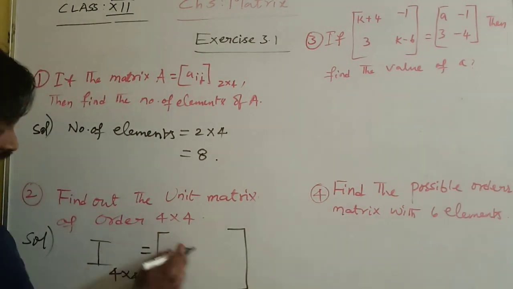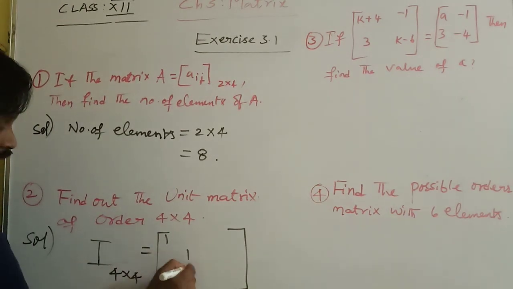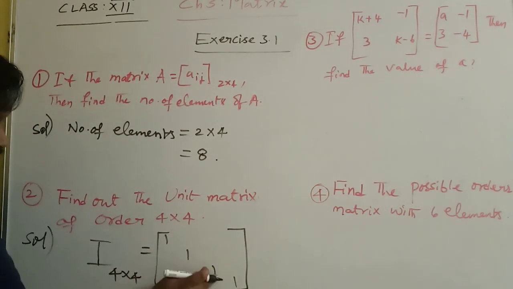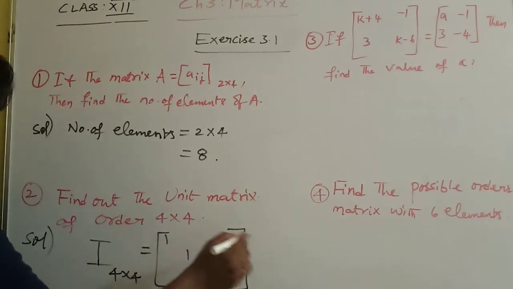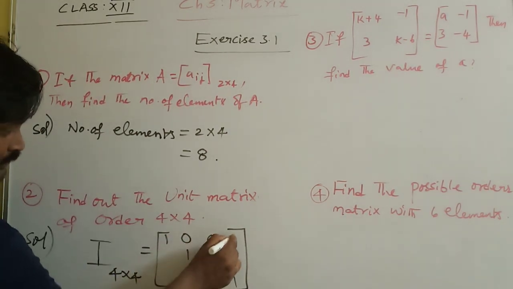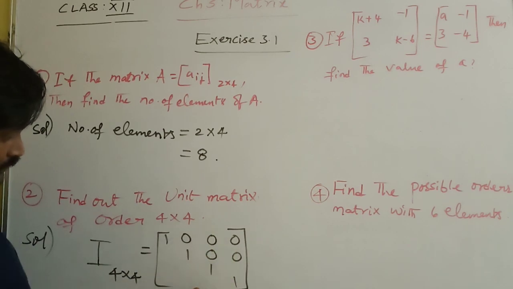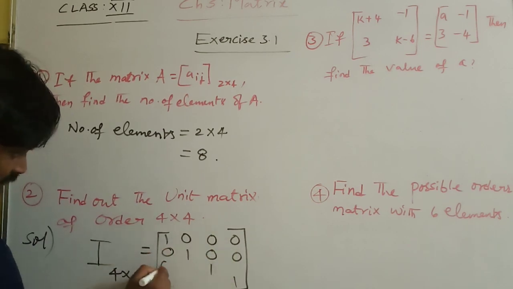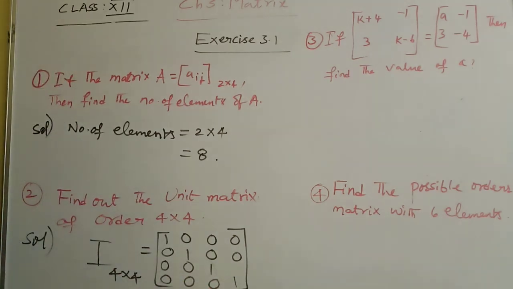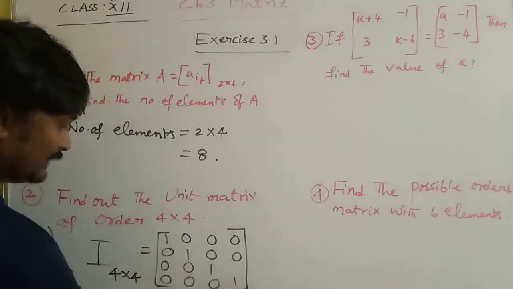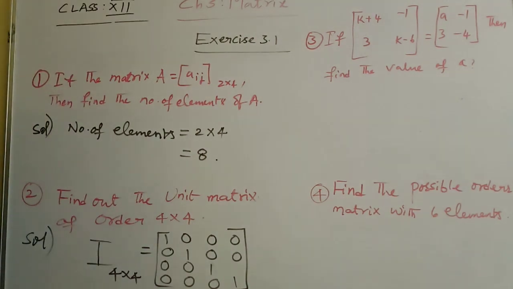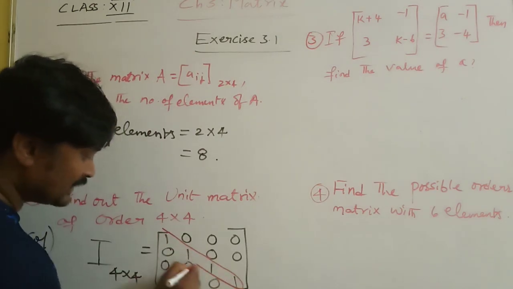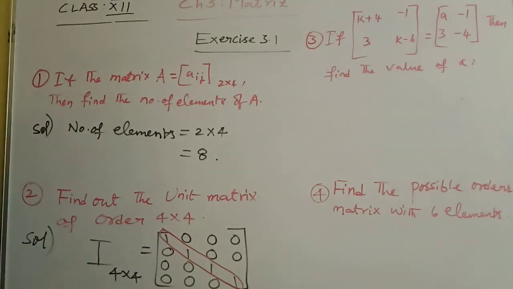4 columns and 4 rows, right? So diagonally you can keep 4 ones, 1, 1, 1, 1, and remaining all zeros. Clear? This is again a 4 by 4 matrix. The main important thing is that for a unit matrix the principal diagonal should be 1. If 1 is not there, it is not at all a unit matrix.